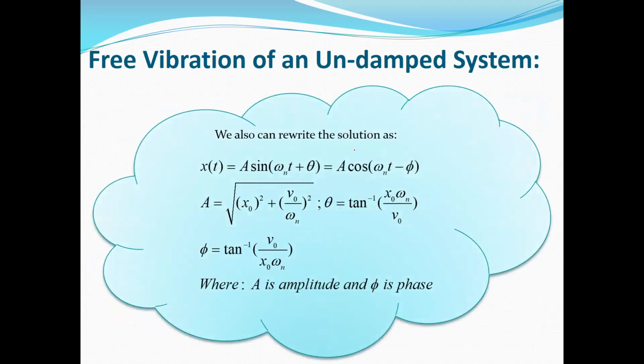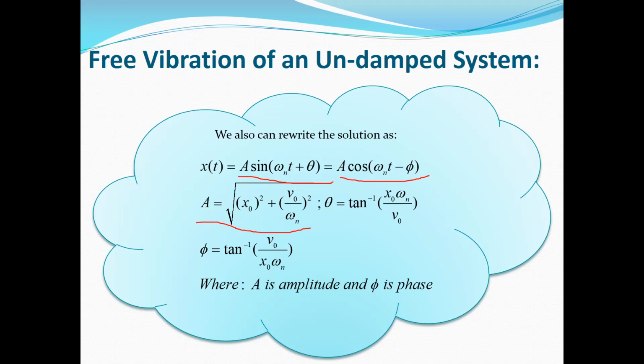From harmonic motion, you know that you can also write the x(t) in only sine or cosine form. In the sine form, we will have A sine(omega n t). Again, omega n is the natural frequency, and it's equal to the square root of k divided by m. Or you can write A cosine(omega n t minus phi), where phi is the phase angle, and A is the amplitude of your vibration, and A is equal to the square root of x naught squared plus (v naught divided by omega n) squared.